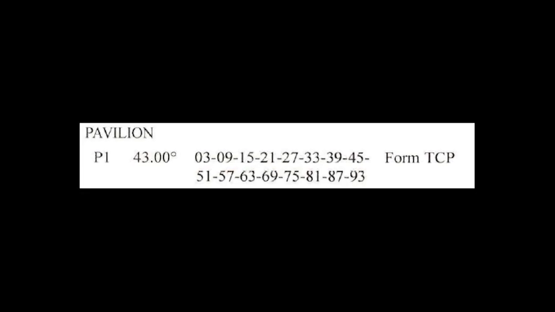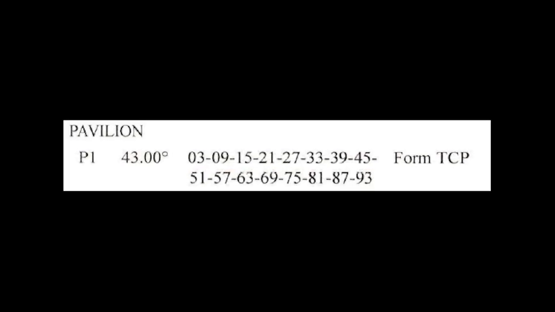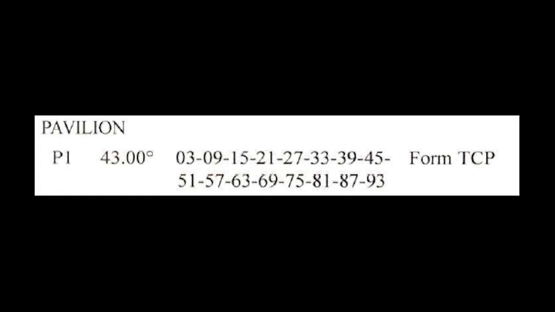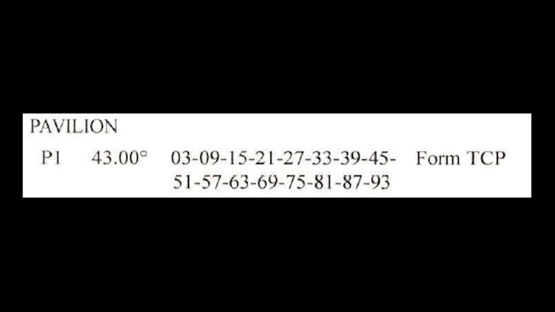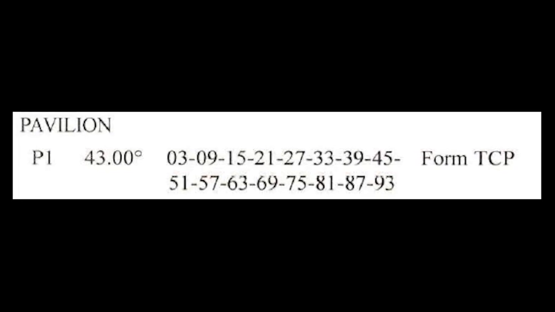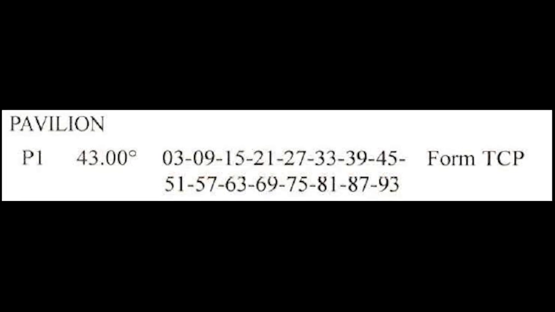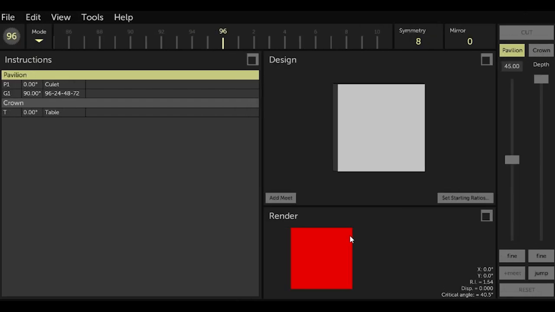So the first row or tier of instructions calls for cutting 16 facets on the pavilion at an angle of 43 degrees. As you can see, the facets are each 6 teeth or indexes apart, so this cut is symmetrical. We will start with the pavilion, so ensure you have pavilion highlighted and not crown.